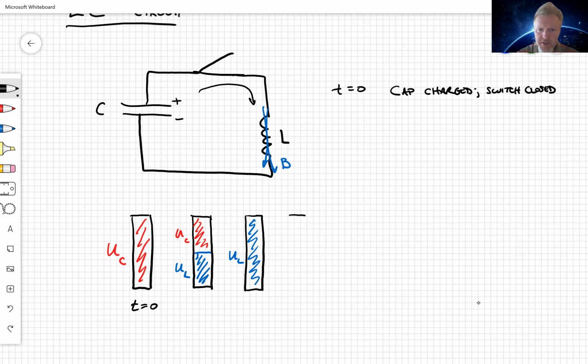So I get another energy bar like this, where now I've got energy stored back in the capacitor, a little bit of energy stored. The inductor is using its stored energy in the B field to push the charge. That charge is then going into the circuit and recharging the capacitor, but its polarity is now flipped.